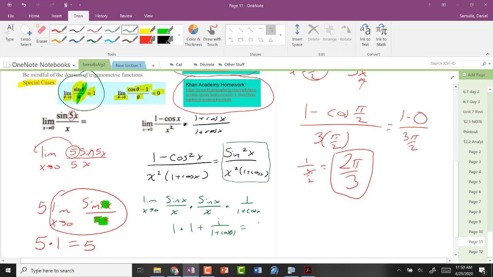And once again, what's the cosine of 0? 1. So we end up with, whoops, this was supposed to be a product there. So I have 1 times a half. So the limit, a half. Okay, so again, I just don't want you to automatically assume that these two special cases will always be used, because that's not the case.